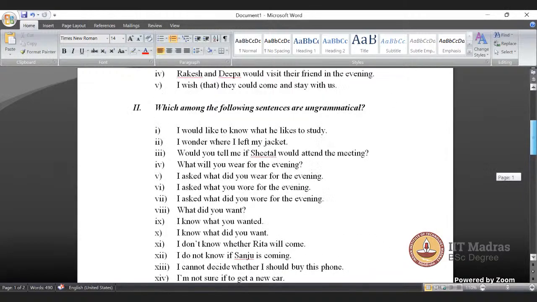We read question clauses and their grammaticality, right? I asked what you wore for the evening, not "I asked what did you wear for the evening." Indirect questions need to be framed like this.